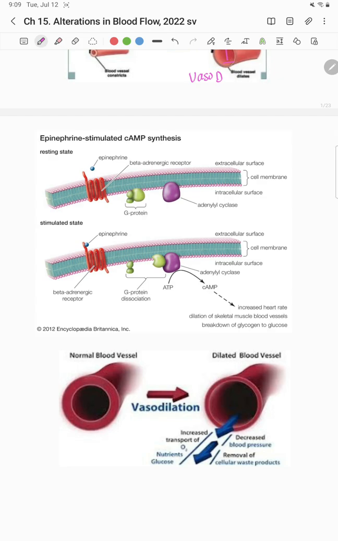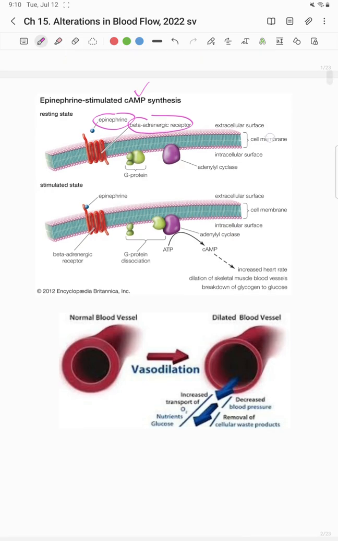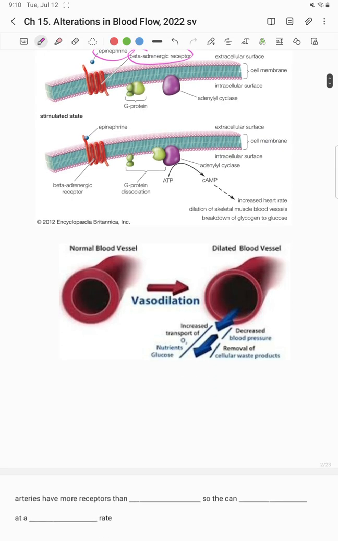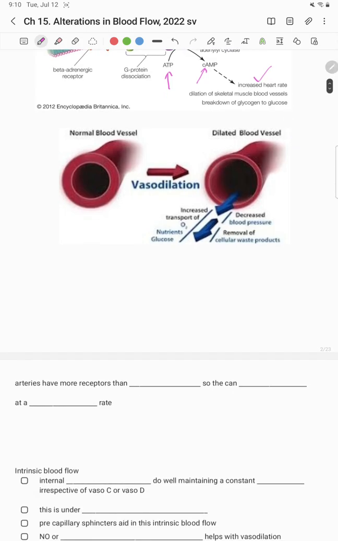This particular slide is showing you what happens when epinephrine binds with a beta receptor, a beta adrenergic receptor. That does activate cyclic AMP, which behaves as a second messenger and causes a whole cascade of events. So ATP is used, cyclic AMP is used, and an example, because it's epinephrine, can be to increase heart rate, and can help break down glycogen to glucose.